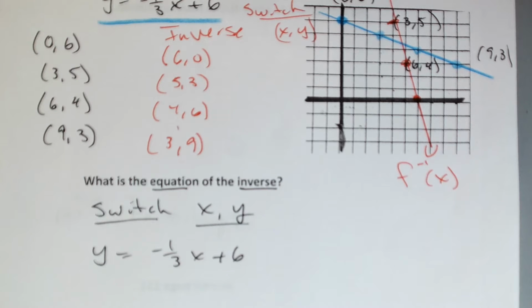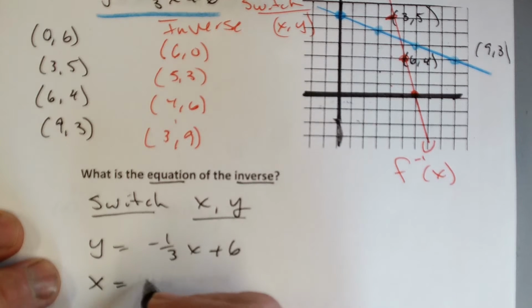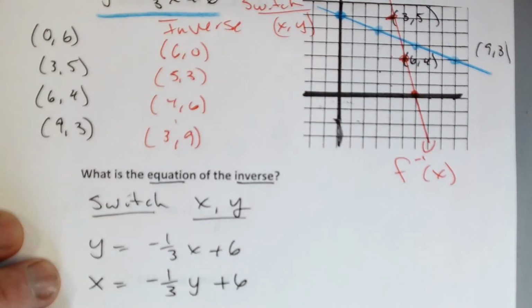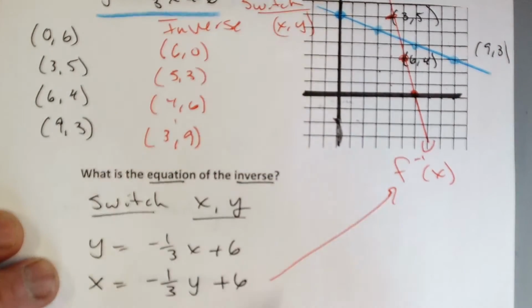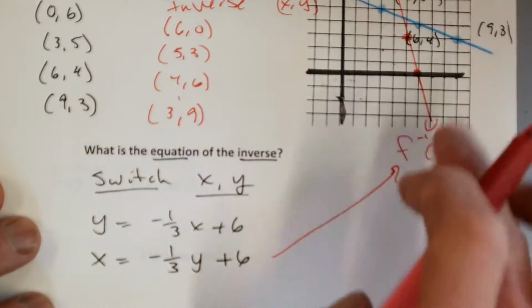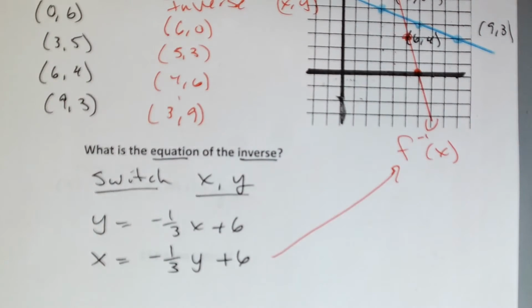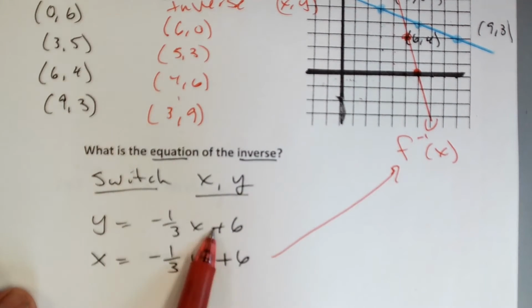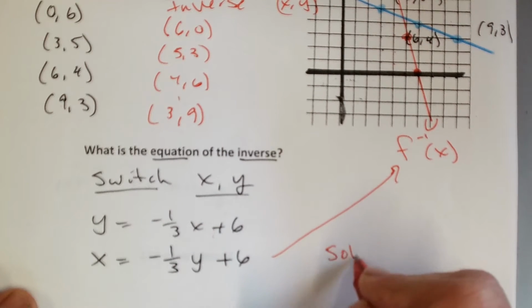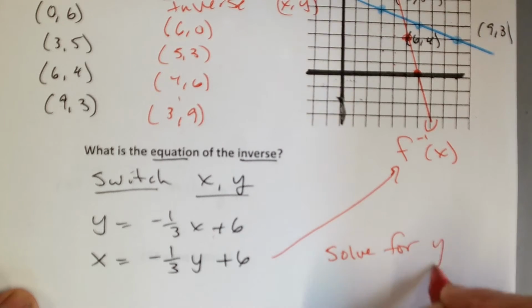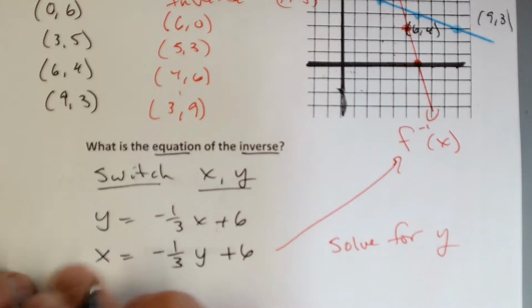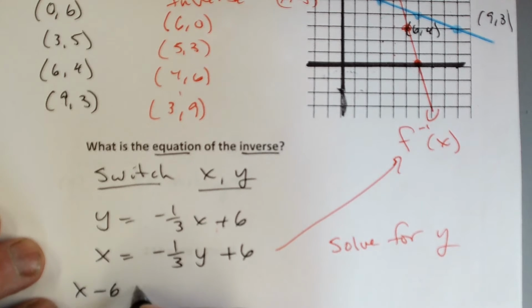So I'm going to rewrite this as, you ready? x equals negative 1/3 y plus 6, okay? And that is this equation, but it's not in a very good form. So I switched x and y because I want the inverse. And now I'm just going to need to solve for y. So I'm going to go minus 6, x minus 6 equals negative 1/3 y.